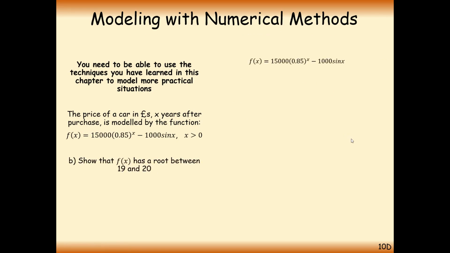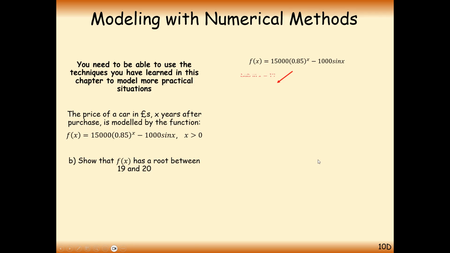In part B of the problem, we are told to show that f of x has a root between 19 and 20. Practically, what it means is that the value of the car will reach zero at some point between the 19th and 20th years. But for our purposes, we will not find the root. We will show that the root exists in this interval by the change of sign method.